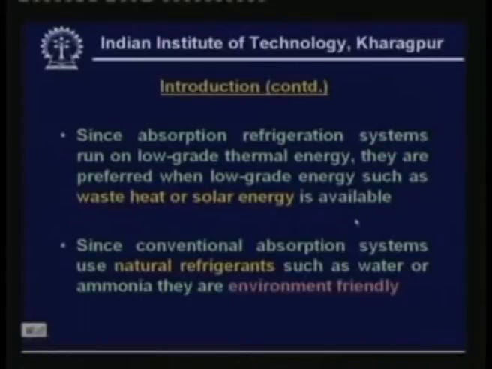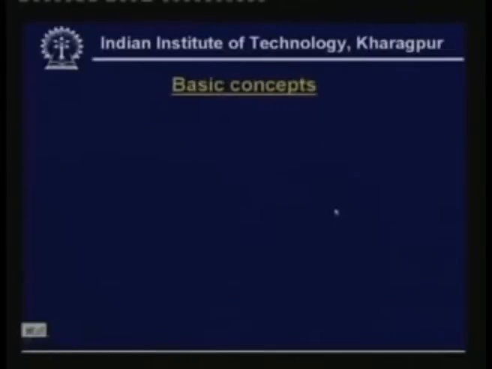And since the working fluids used in absorption systems are mainly natural working fluids, that means you use either water or ammonia, which are natural refrigerants, these systems are environment friendly. These are two most important advantages of absorption systems compared to vapor compression refrigeration systems. So as I said, since conventional absorption systems use natural refrigerants such as water or ammonia, they are environment friendly. Now let us look at some basic concepts.